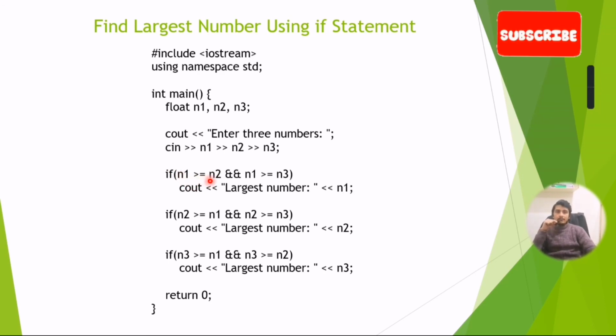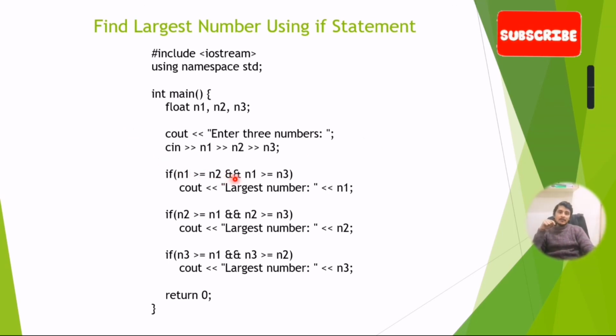If n1 greater than or equal to n2 and n1 greater than or equal to n3, this double ampersand means AND. If you have studied the AND gate, it means that if both conditions are true, then the statement will work. If any one of these conditions is false, then the statement will not work.